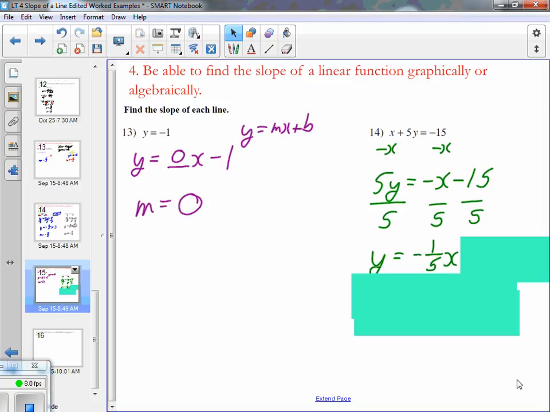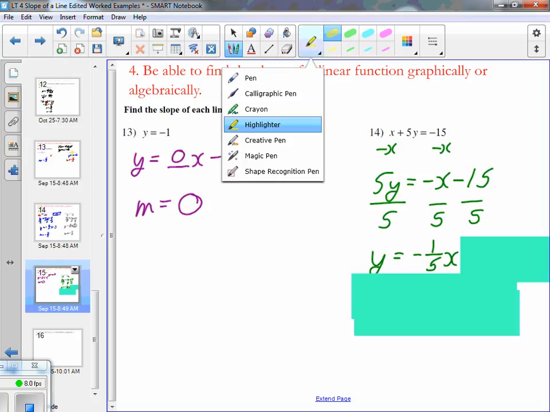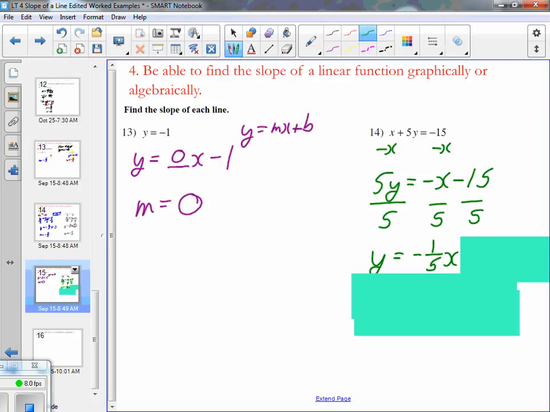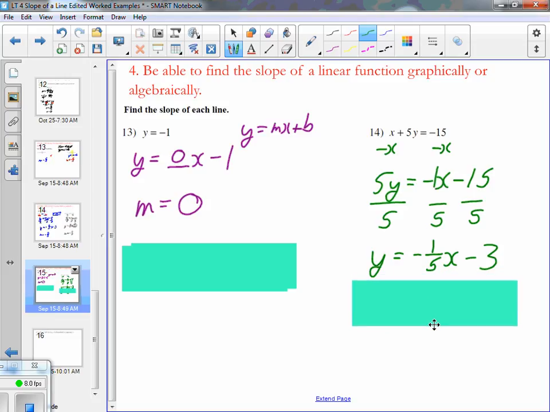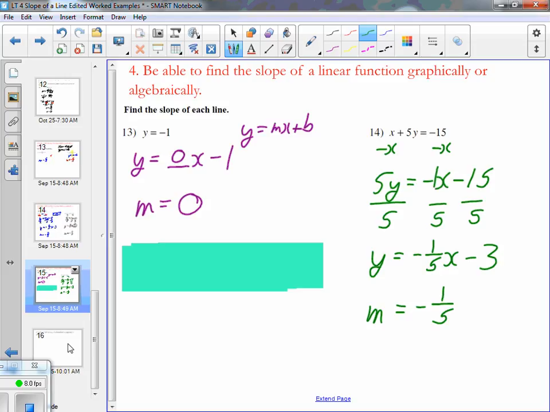And I'm thinking that you might be thinking, how come? Whenever you don't see a coefficient of x, isn't it always a 1? So it's negative 1 divided by 5 times x. Y'all catch that? And then negative 15 divided by 5 is negative 3. Now that you've got it in slope-intercept form, what's the slope? Negative 1 over 5. Questions?